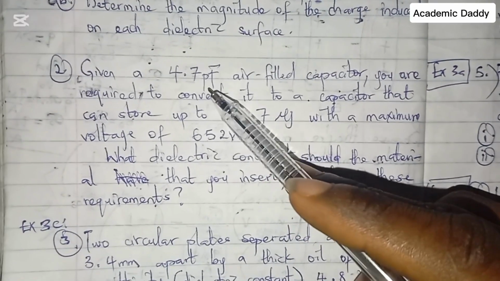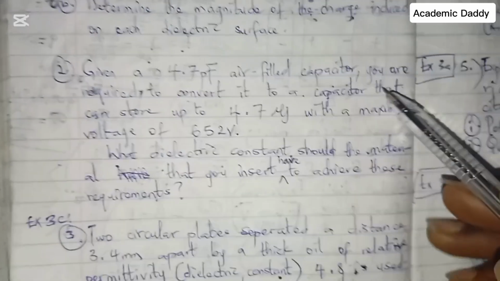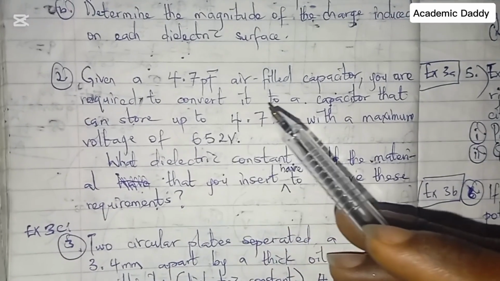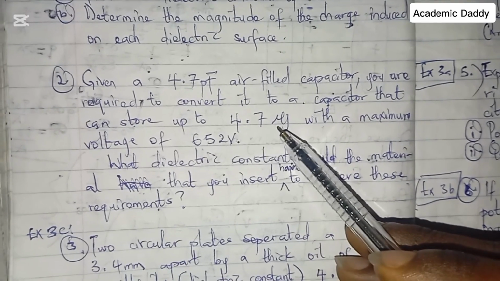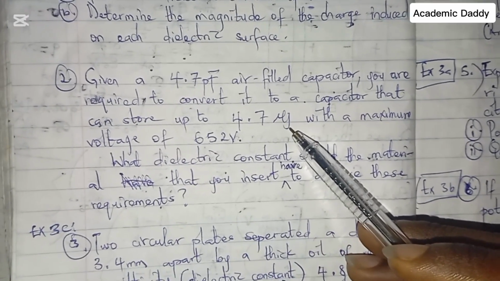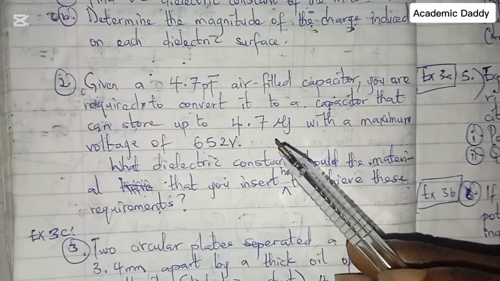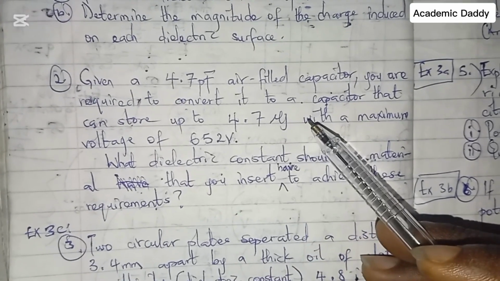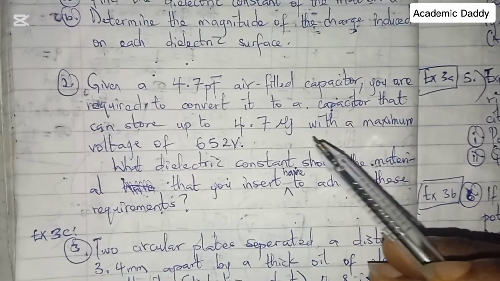Given a 4.7 picofarad air-filled capacitor, you are required to convert it to a capacitor that can store up to 4.7 microjoules. That is, energy is involved. Whenever you see a question, you need to know the things involved in order to know what formula you are using. That's how physics is.